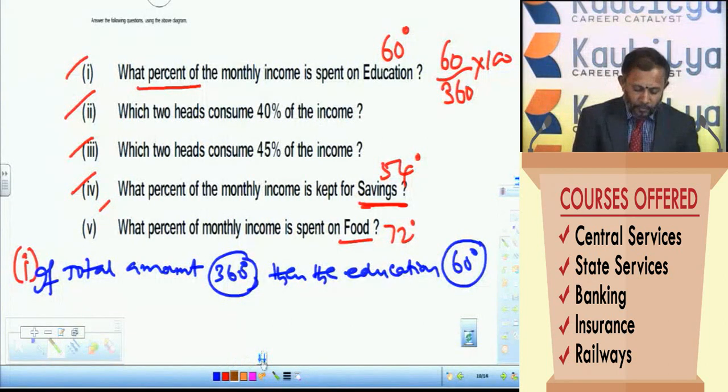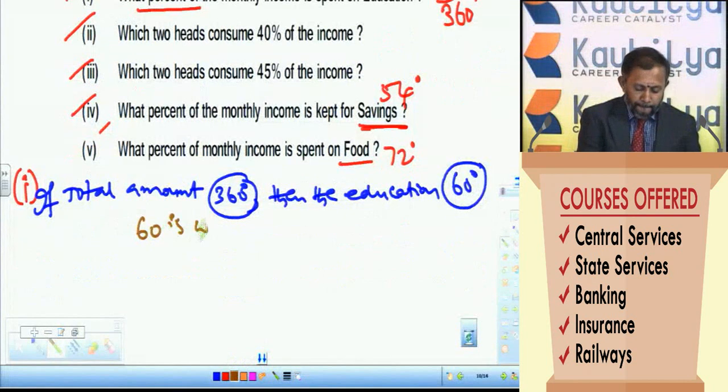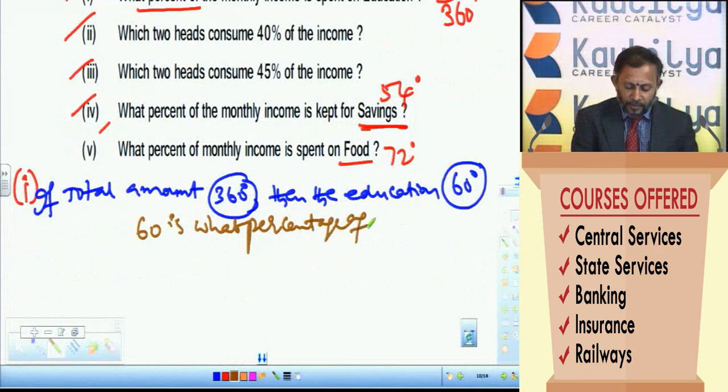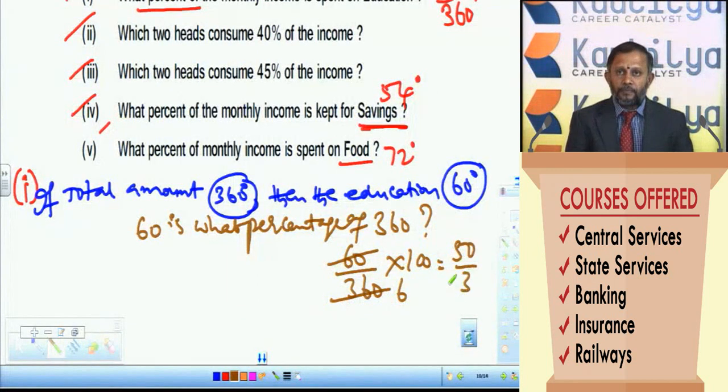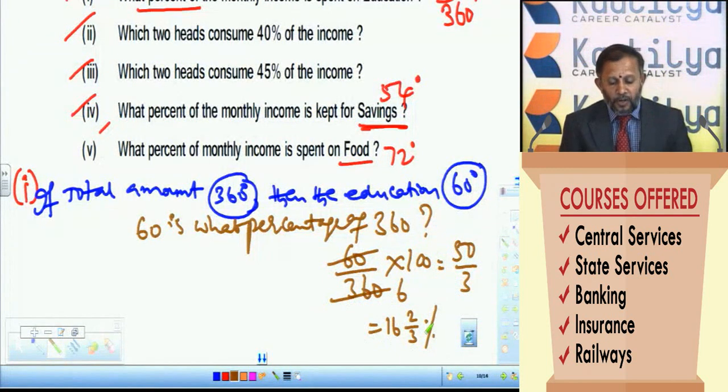So 60 is what percentage of 360 degrees. So 60 by 360 into 100. So here 100 by 6, or in the next step that is 50 by 3, or in the final level that is 16 by 3. So therefore, what percent of the total amount is spent for education? So we have to mention 60 degrees is what percent of 360. So that is 16 by 3%.